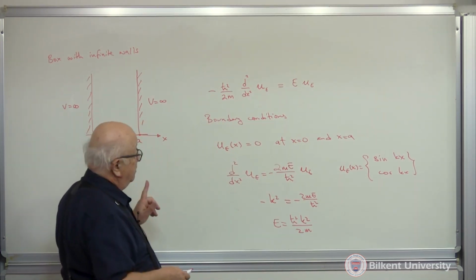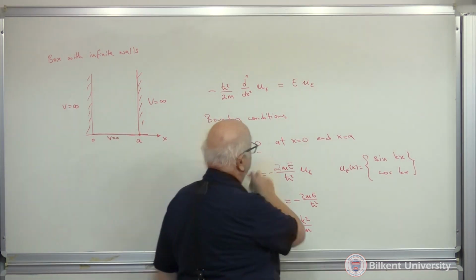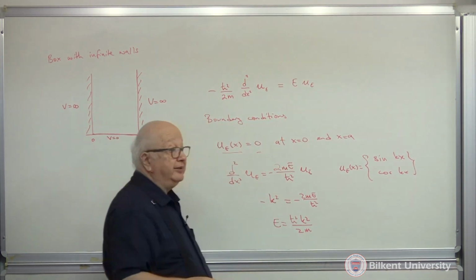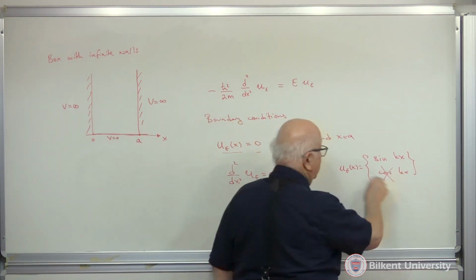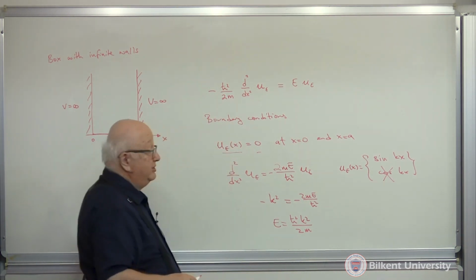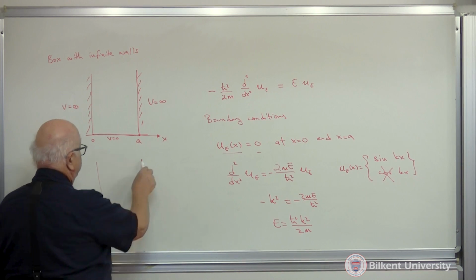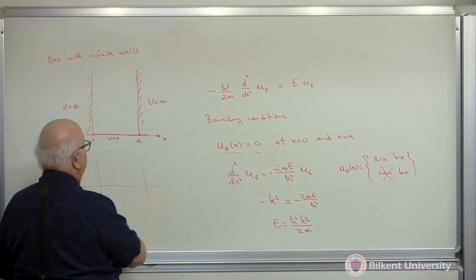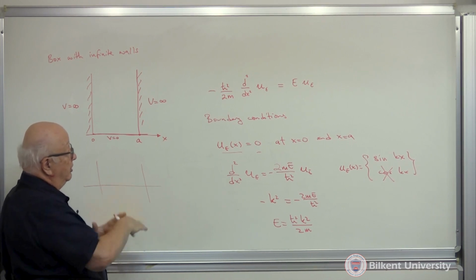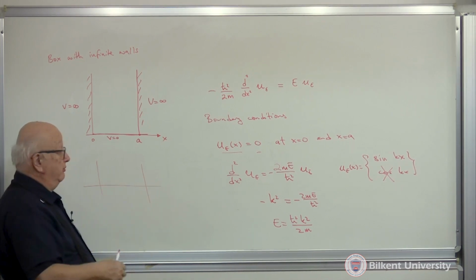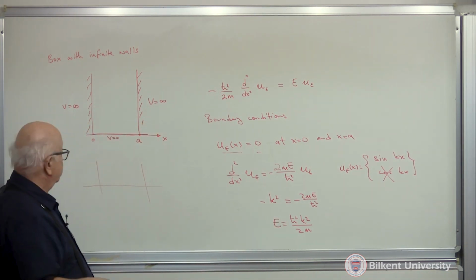Now, one thing, the fact that this function has to go to zero at x equal to 0 means I cannot use the cosine. So I have the sine, but now I have various possibilities. So again, you see these boundary conditions limit the values of k in this case, which is related to E, that you can use for physical solutions.